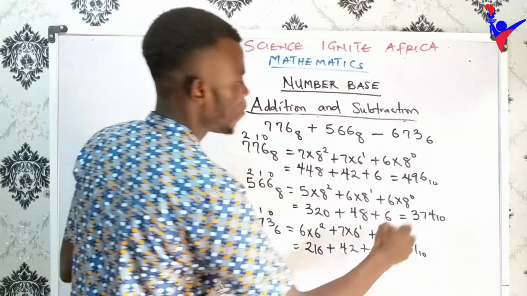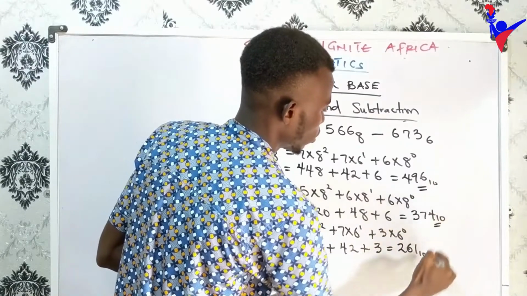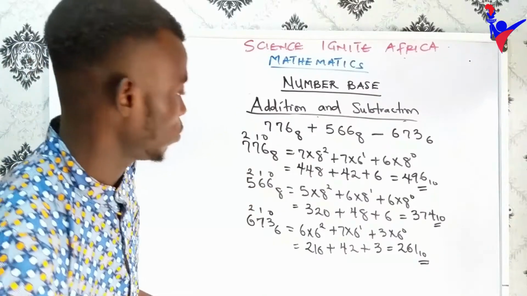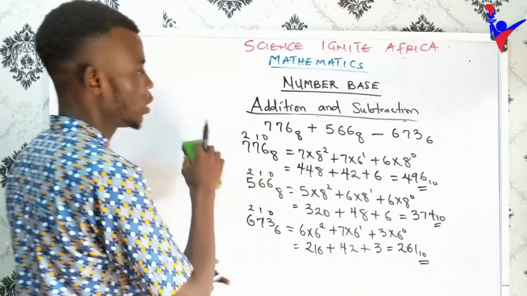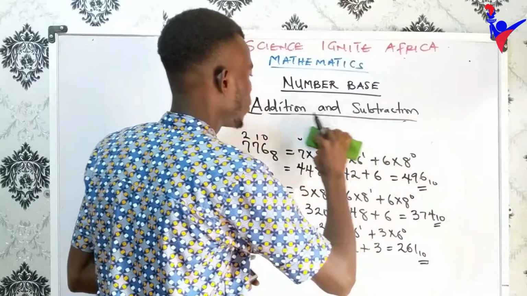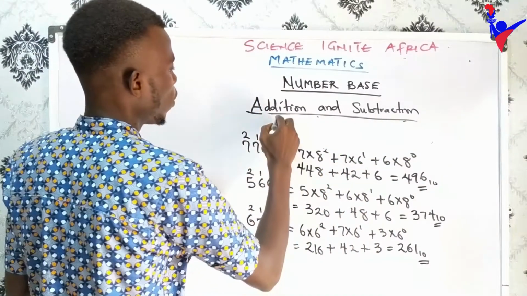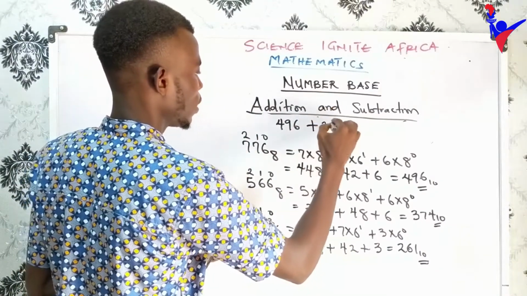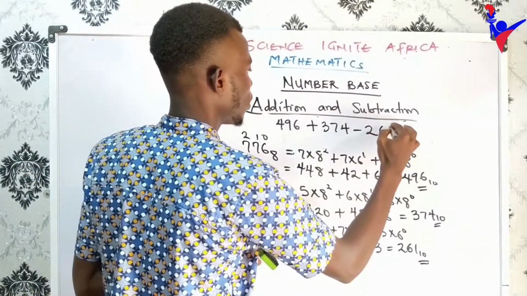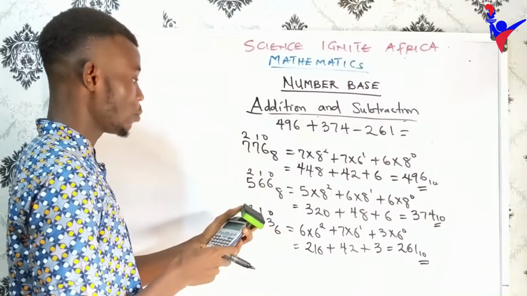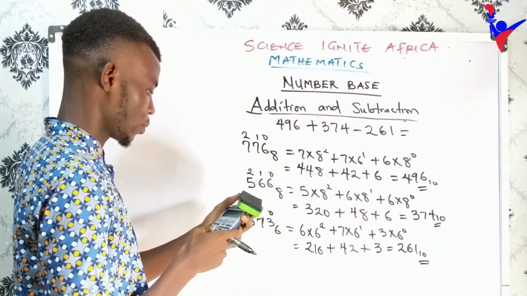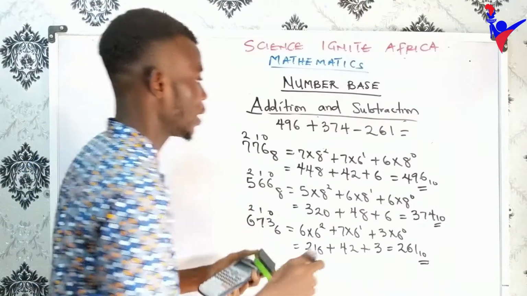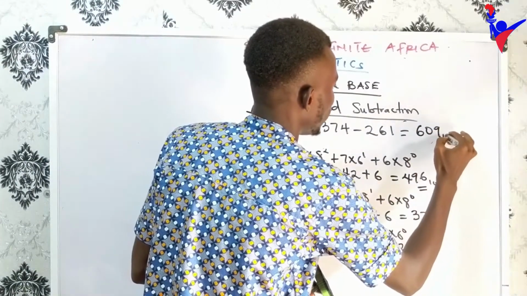So I've been able to convert everything to base 10. The next thing I can now do is take my calculations easily. So that means I'll be having 496 plus 374 minus 261. Altogether, that will be 609 base 10.